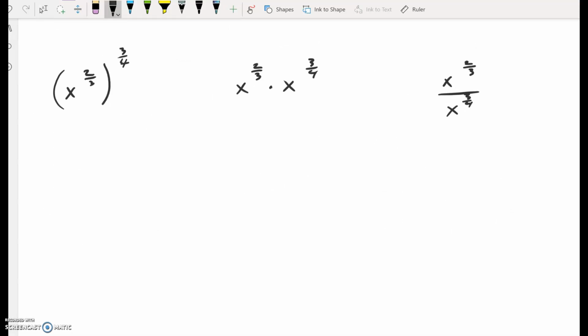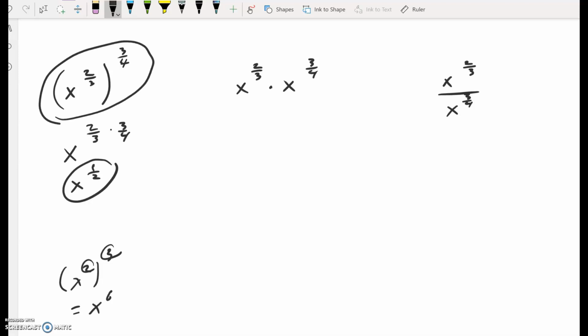We can treat exponents that are fractions just exactly like if they weren't fractions. So for instance, we had a rule that said x to the second to the third was x to the sixth, that a power to a power you could multiply. And so this will be x to whatever the 2/3 times 3/4 power is. If you multiply 2/3 times 3/4, you'll get a half. So this equals x to the 1/2 power.